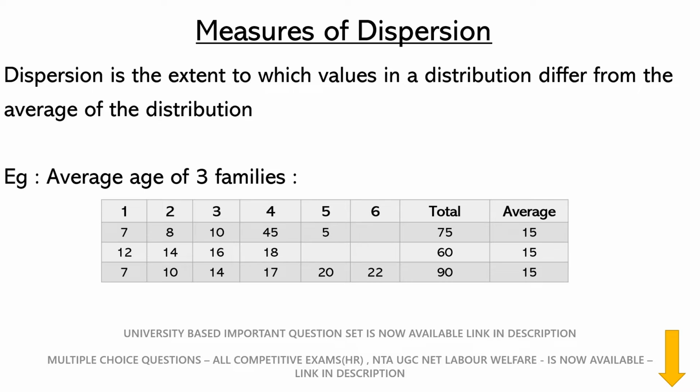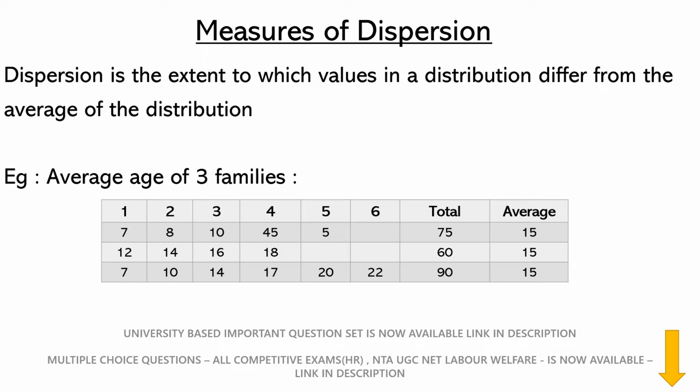But they are shocked because for the first person, there are only 5 members in the family, and there is one person who is 45, and others who are 10, 7, 8, and 5 years of age. But still their average is 15. Now in the second family, there are only 4 members and all are below the age of 20. And in the third person's family, there are 6 members and their ages are also below 25.